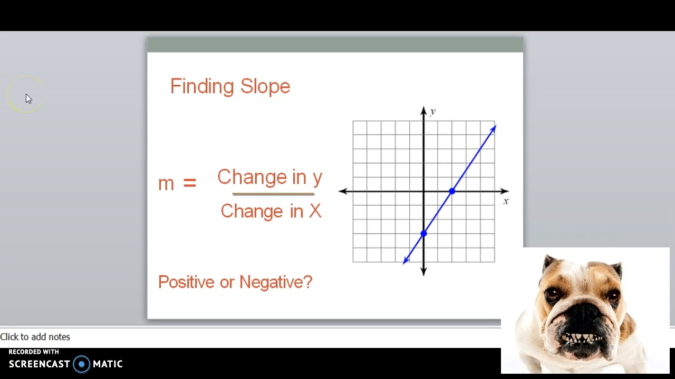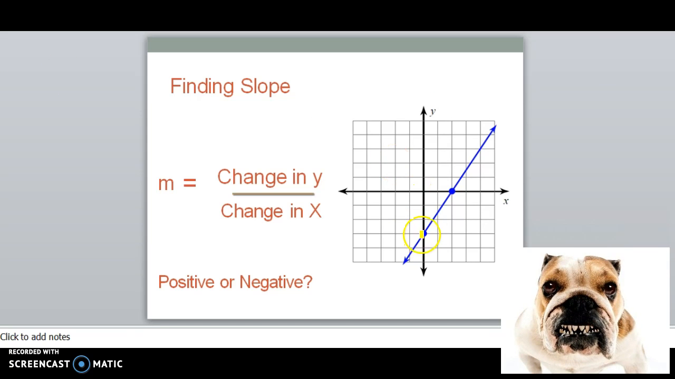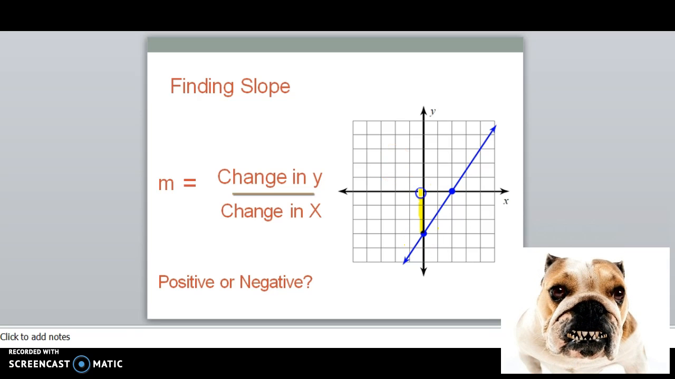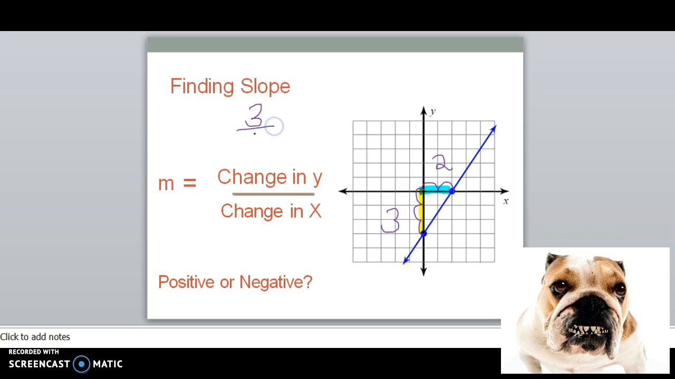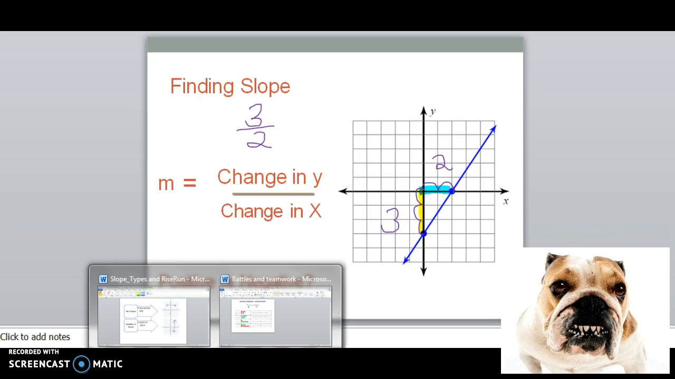Let's look at one more example before our graphic organizer. Again, I have my change in y over my change in x. Oops, let me change the color for you. My rise is going to be 1, 2, 3. And my run is going to be 1, 2. Therefore, the slope of this line is 3 over 2. And because the line is going up, it's a positive slope.